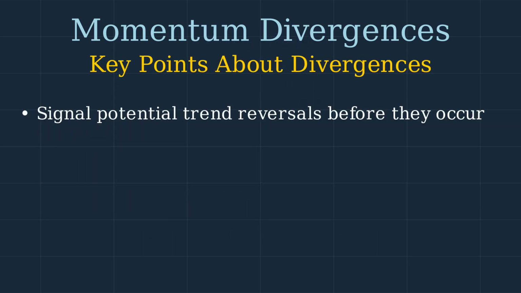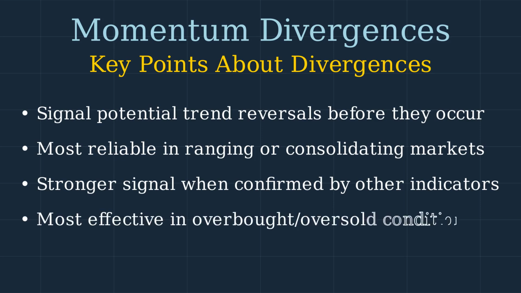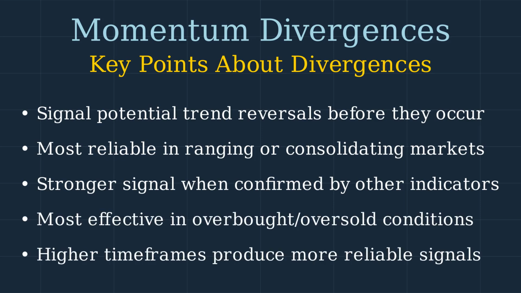Divergences are powerful signals that often precede significant price reversals. They're most reliable in ranging markets, especially when confirmed by other indicators. The signal tends to be stronger in overbought or oversold conditions and on higher time frames.